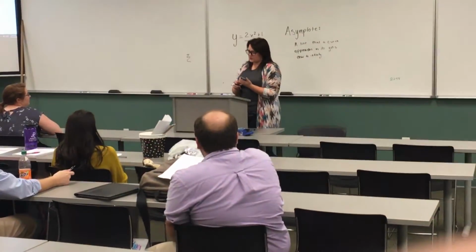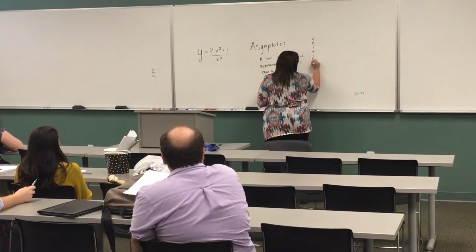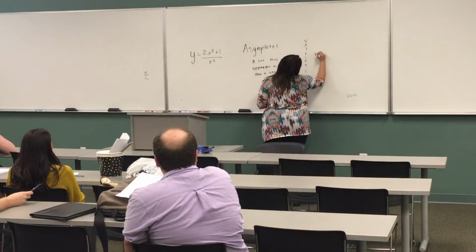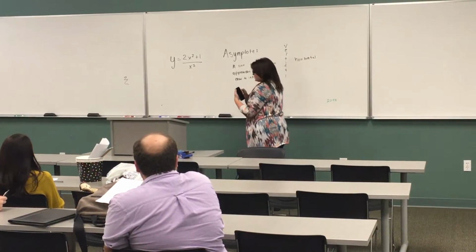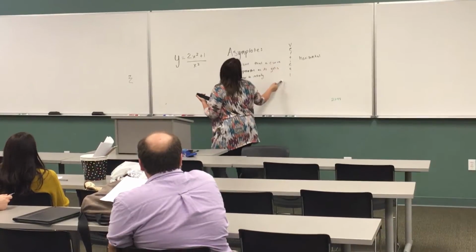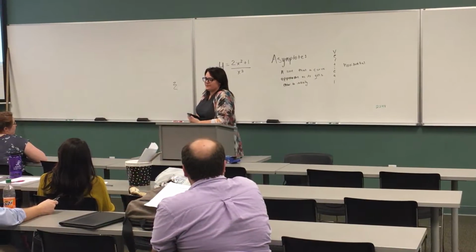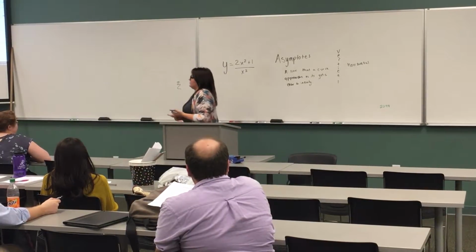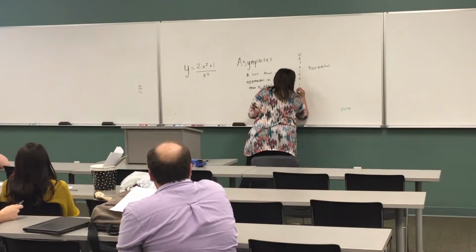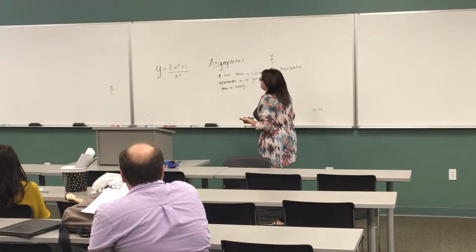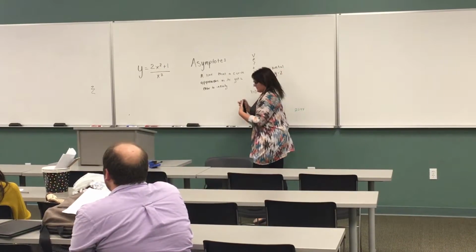Now, there are two types of asymptotes. As you can see, there's a vertical one, and there is horizontal. So what would the equation of the vertical asymptote be? X equals 0. And what would the equation of the horizontal be? Y equals 2. Awesome.